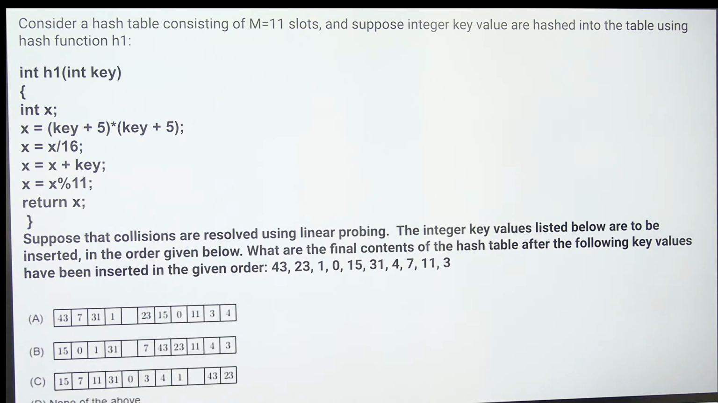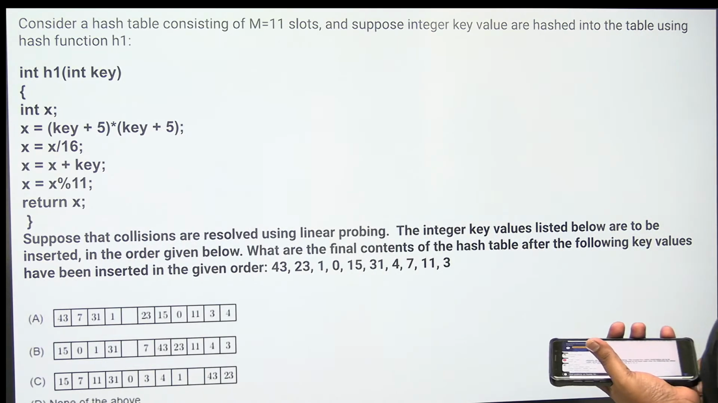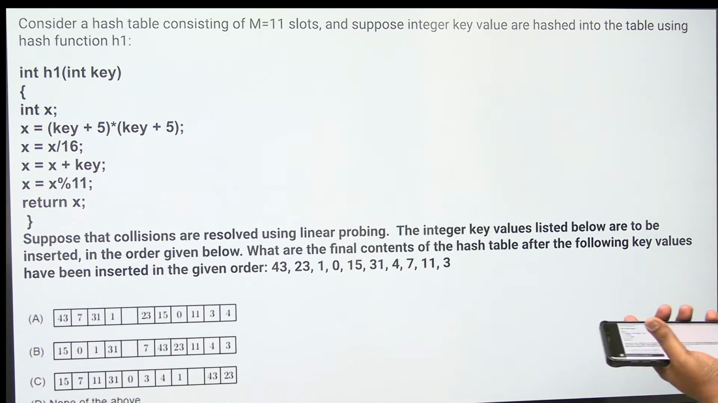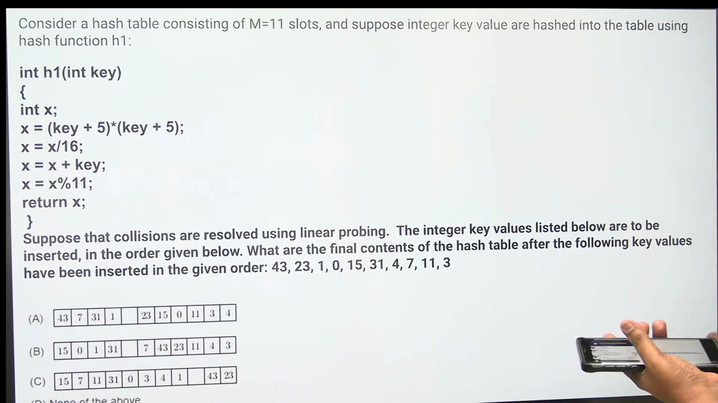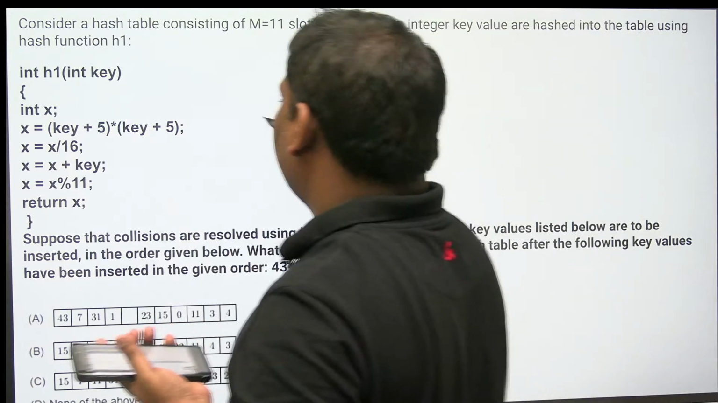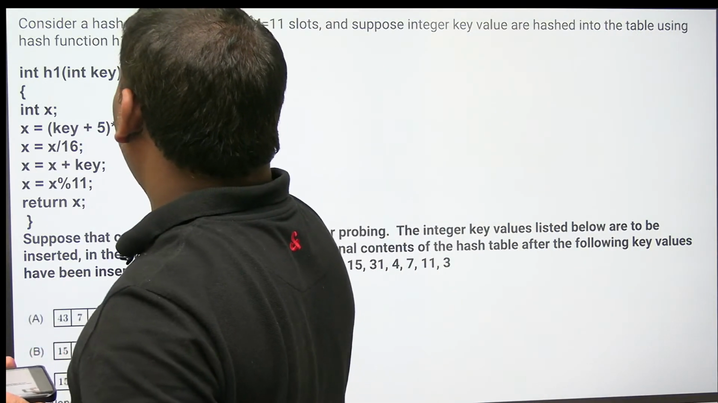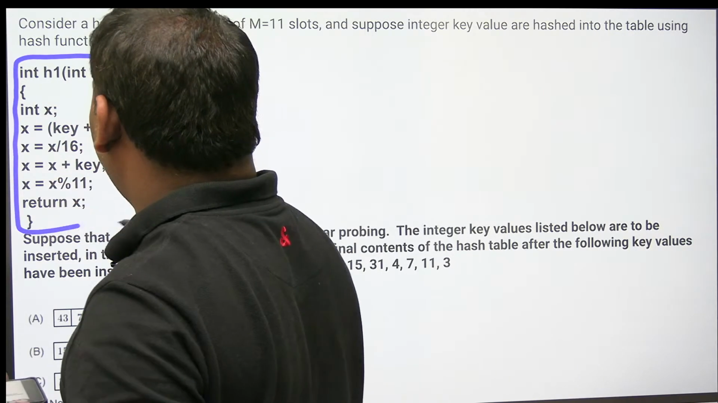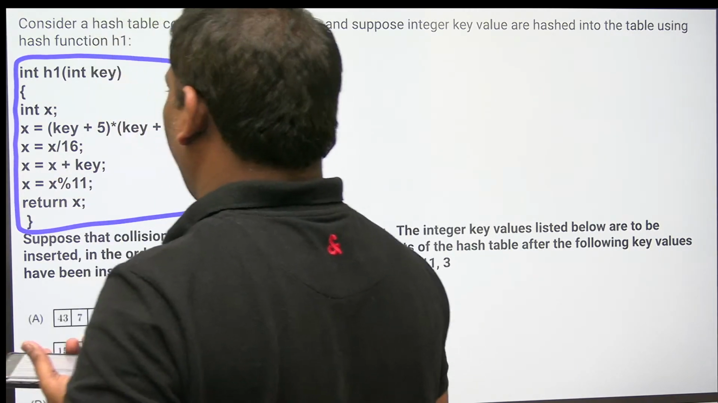Consider a hash table consisting of 11 slots and suppose integer key values are hashed into the table using hash function h1. The hash table contains 11 slots and integers are hashed using hash function h1. The hash function is given in the form of a program.